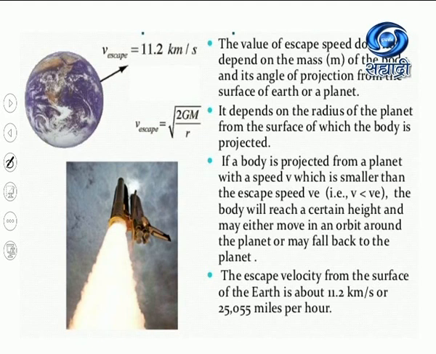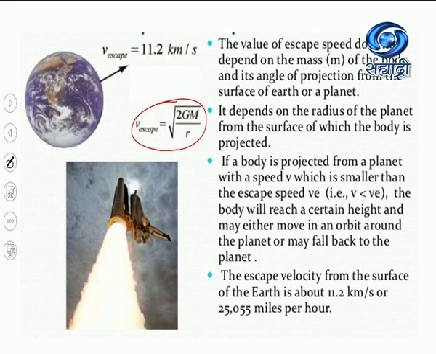So here is the formula to calculate escape velocity, which is equal to under root 2GM upon R. The value of escape speed does not depend on the mass of the body and its angle of projection from the surface of Earth or a planet. It depends on the radius of the planet from the surface of which the body is projected.